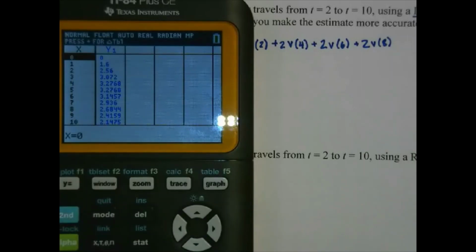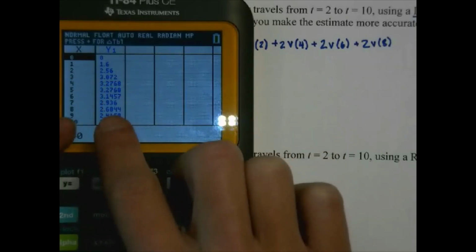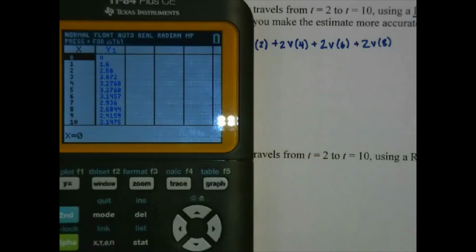And then I can use these numbers from the table. We would want as accurate as we can, but for right now, let's just use 3 decimal points. So we need the values at 2, at 4, at 6, and at 8. And I'm going to fill that in the notes now.